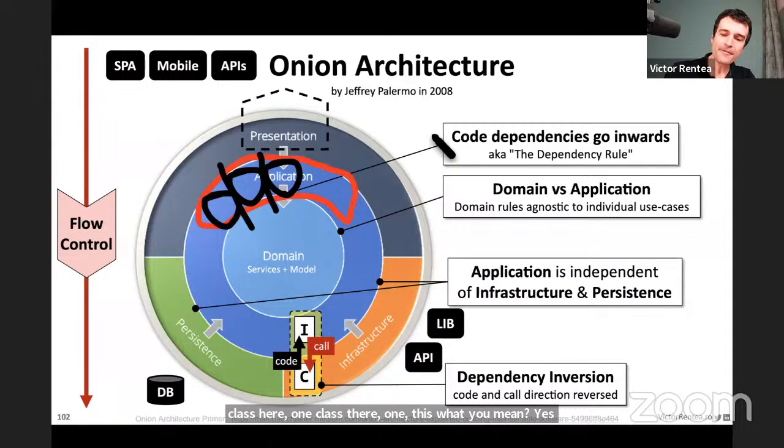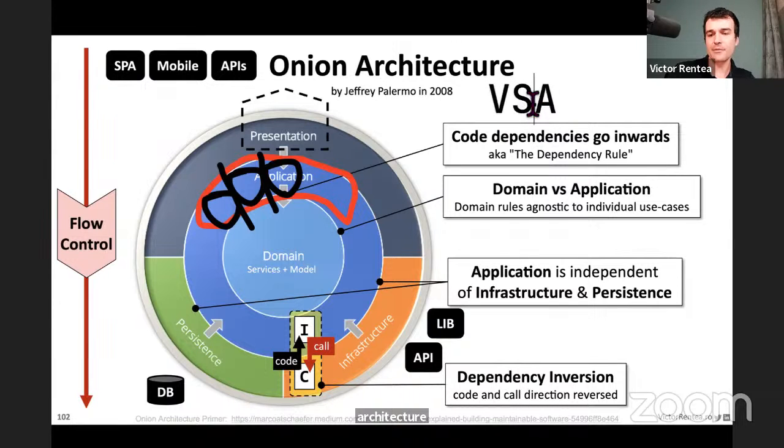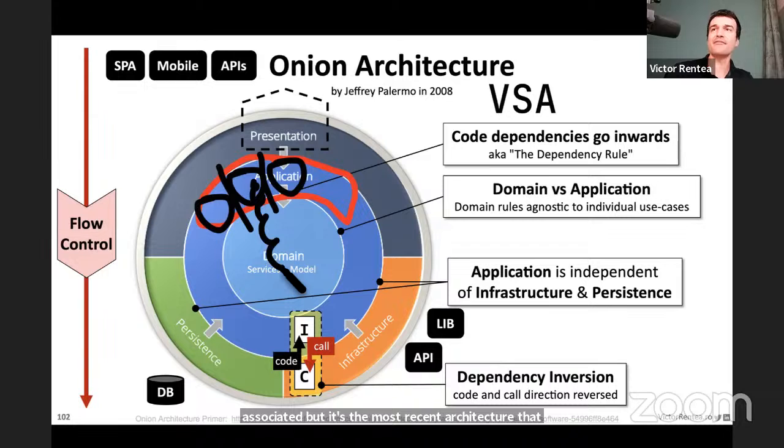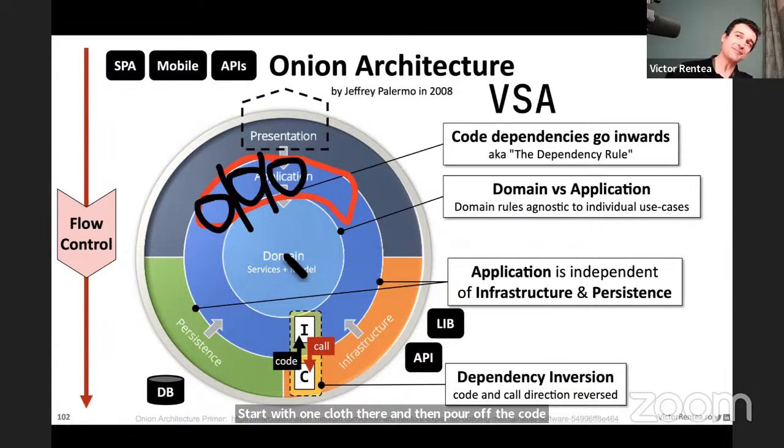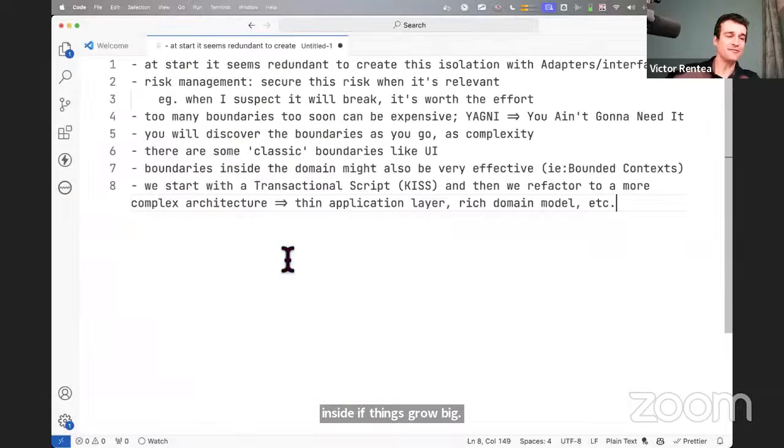Yes. This, my friend, is called vertical slice architecture. There is a link on that in the event also. It's something from Jimmy Bogard. It doesn't come for free. There are some risks associated, but it's the most recent architecture that was invented. Start with one class there, and then pull out the code inside if things grow big. Yeah, so slice the application service at the periphery.